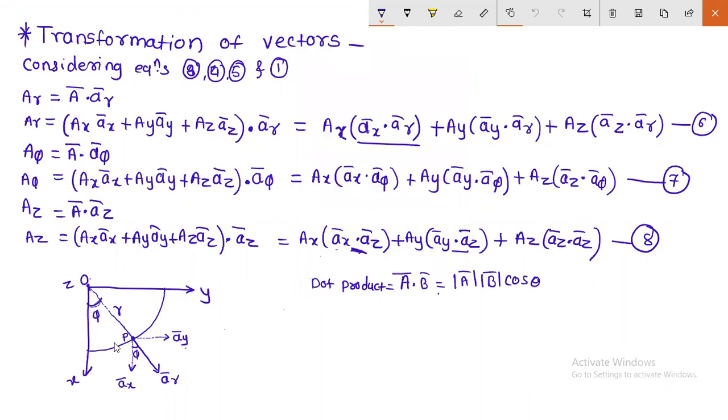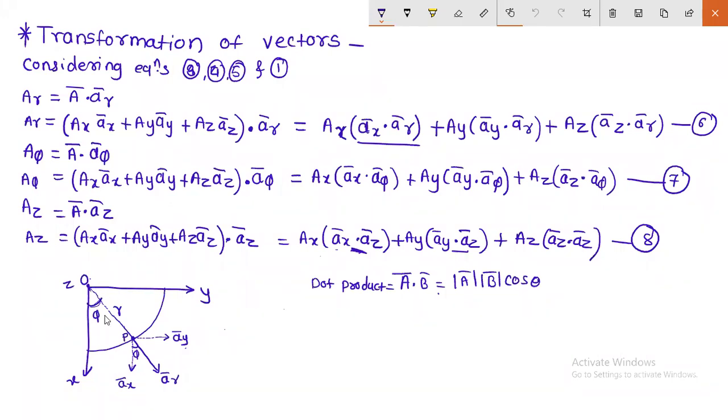So here, I hope everybody noted this. We have to find the dot product of these unit vectors, that is a bar x dot a bar r, a bar y dot a bar r and a bar z dot a bar r. So for finding the dot product, we will consider this figure. In this there are two axes, x and y, and the angle in between them is 90 degrees.